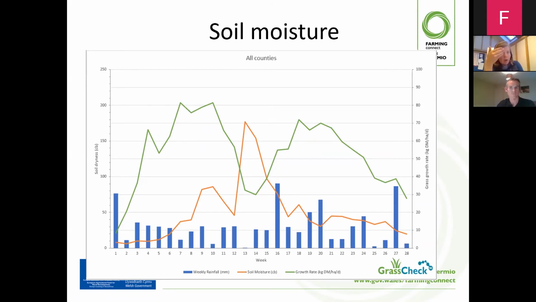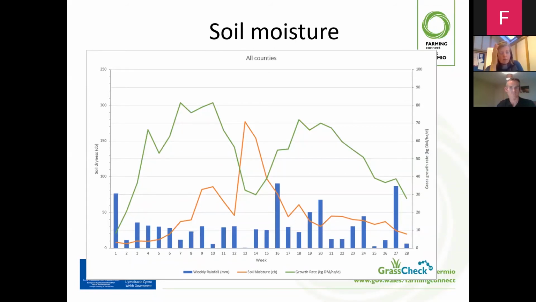And then behind that, you can see the green line is grass growth. And that's again in kilos of dry matter per hectare per day, which is what we were looking at before in terms of grass growth. And you can see how, unsurprisingly, as that soil moisture increased above that 60 threshold, that grass growth was really limited for quite a significant period of time.